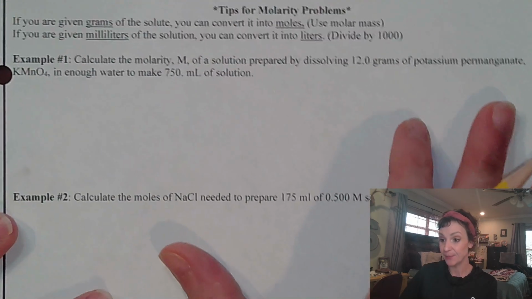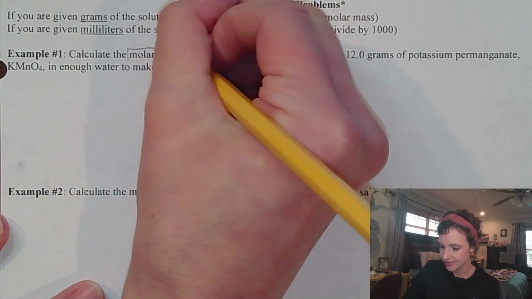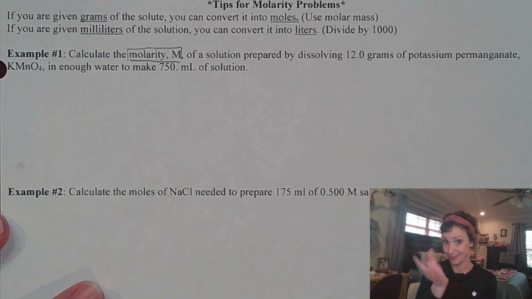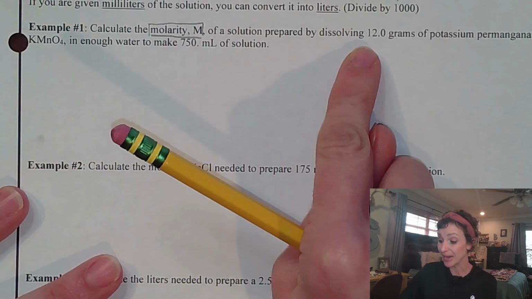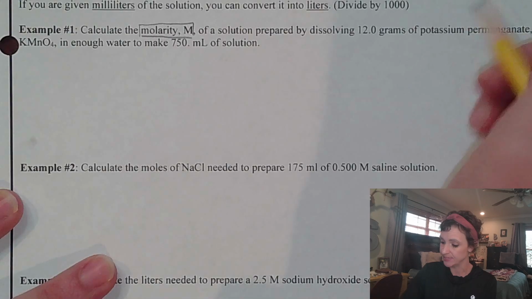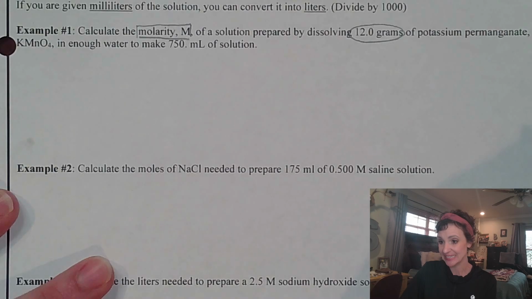So the first example, it says calculate the molarity. So I'm solving for molarity, and look how sneaky they were. They told you, by the way, if you forgot, molarity's symbol is capital M. I'm like, great, I know I'm solving for this right here. Of a solution prepared by dissolving 12 grams of potassium permanganate in enough water to make 750 milliliters of solution.